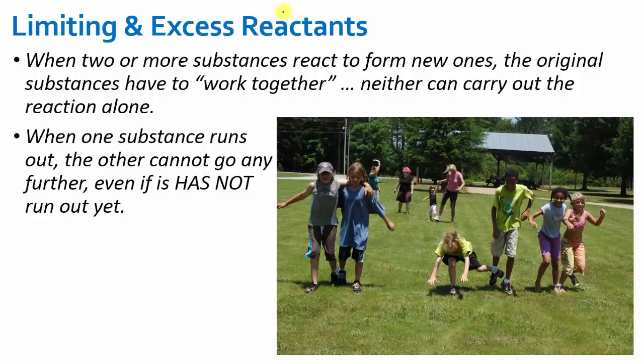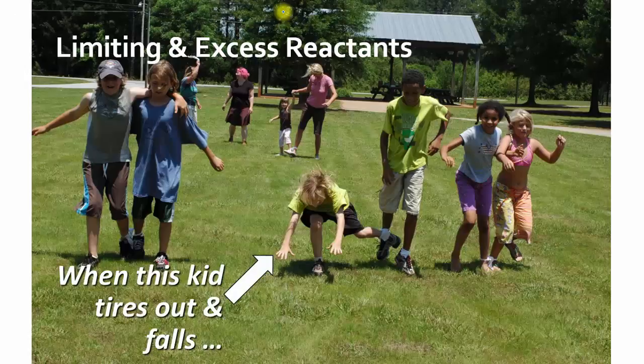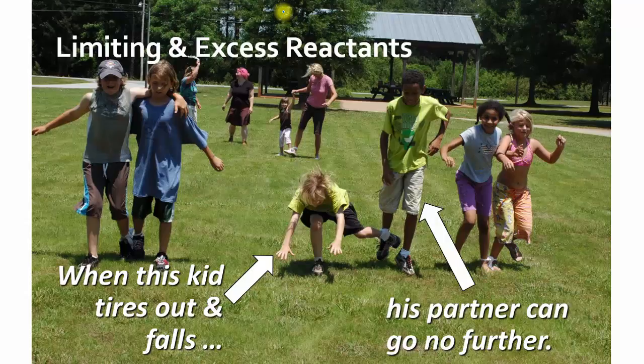So in this picture, you see there's a 3-legged race going on with a bunch of kids in a park. And you see in the middle here, there's a kid that's about to fall down or has started to fall down. The idea with limiting and excess reactants is that when this kid falls down or tires out and falls over, the other kid, even if he's got lots of energy, can't go on any further. Okay? You're going to have to drag your partner along by the ankle, and that usually doesn't work for very long. And so you can't go further. Even if you have lots of energy and your partner has fallen down, you're sort of done.